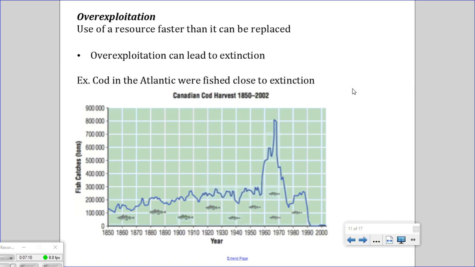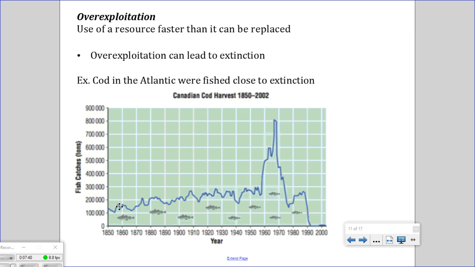Overexploitation is another issue. This is the use of a resource faster than it can be replaced. Overexploitation can lead to extinction. So, for example, in Canada, cod in the Atlantic were fished close to extinction. This graph here shows cod harvested over more than 150 years or so. And this shows the fish catches in tons.